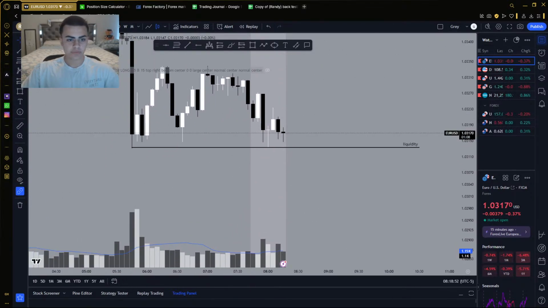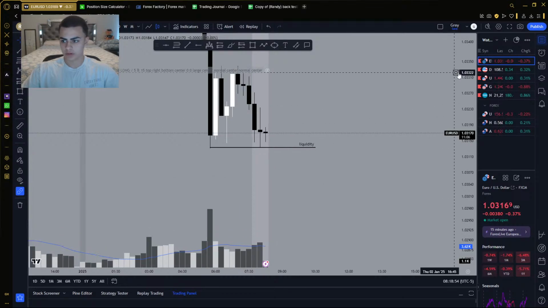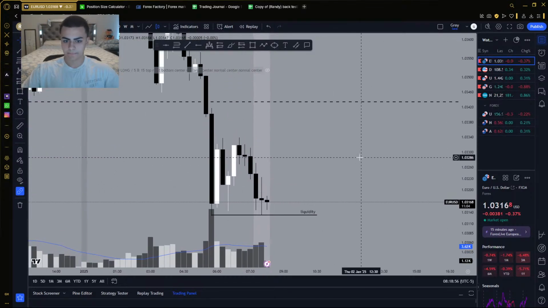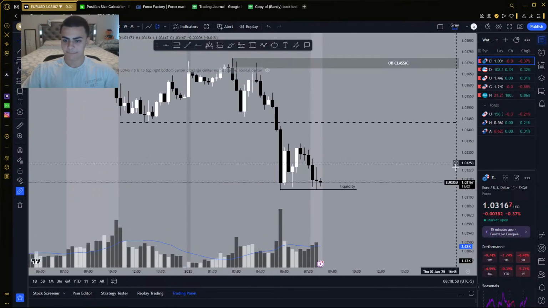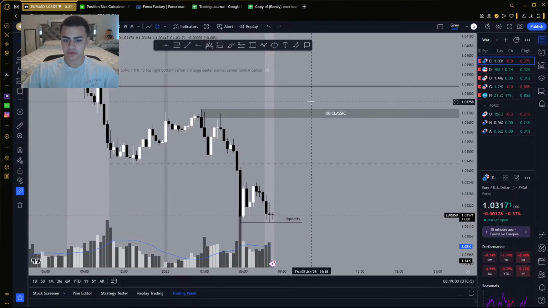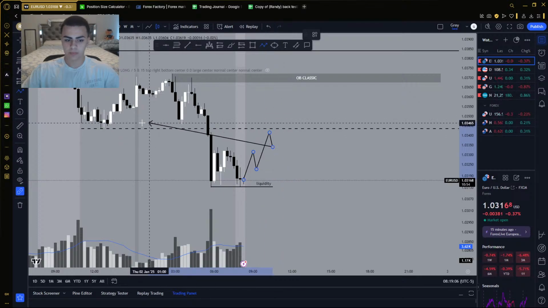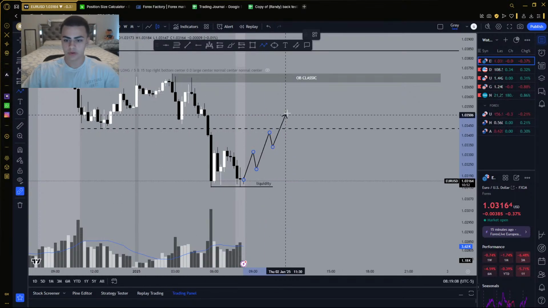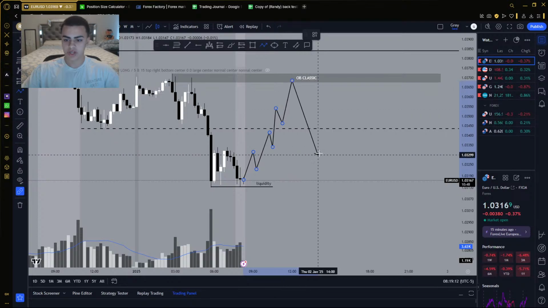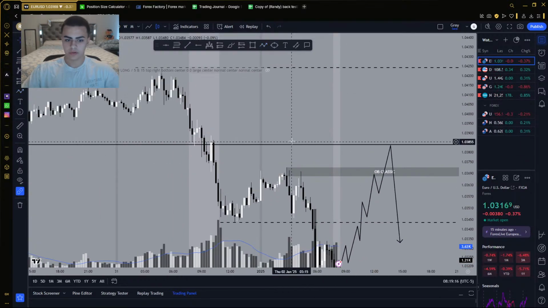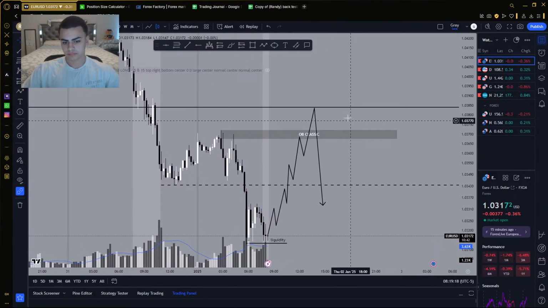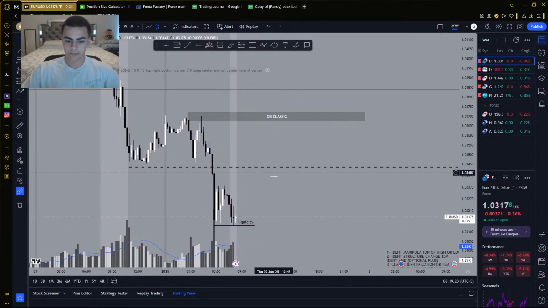So we're still seeing reaction off of this liquidity here. I'm still expecting it to come back up here. Just do something like this. Go up, push off of this liquidity, probably have a little bounce off of the daily low. Push it, come up here, push down, or if not, come up here and push down. That's what I'm looking at right now.